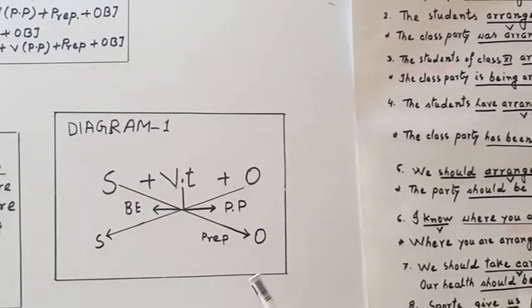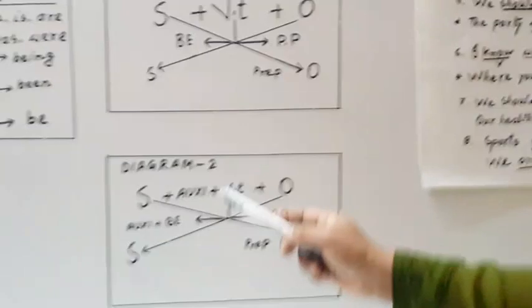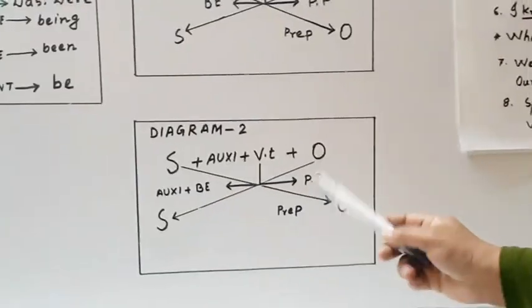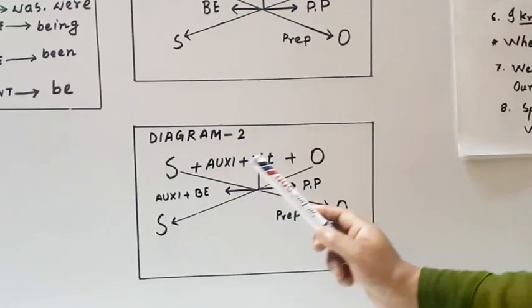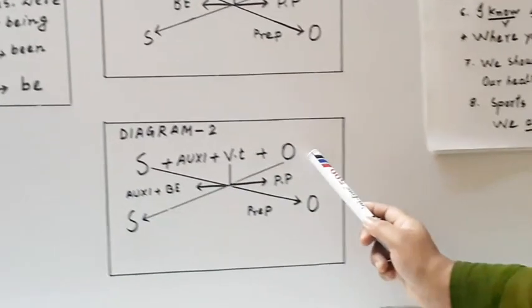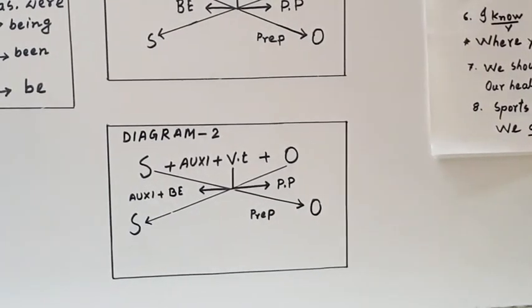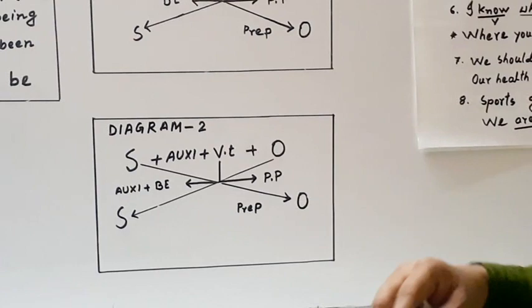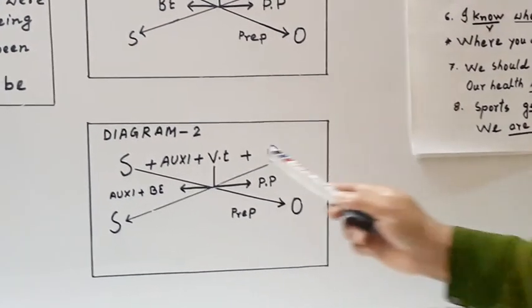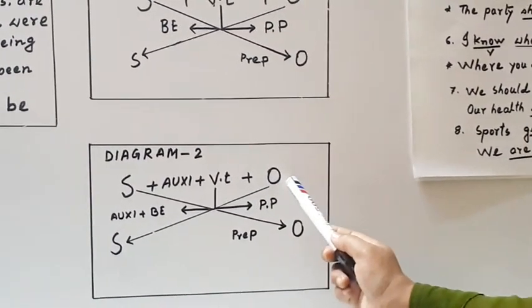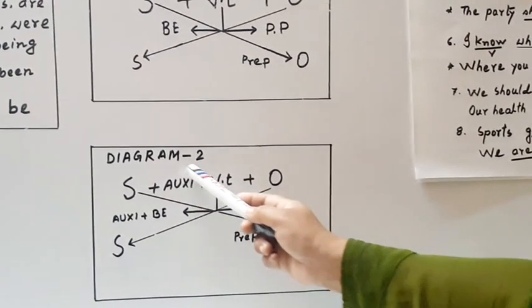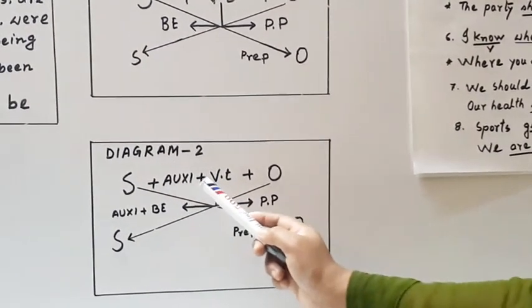In the second diagram, you see there is a little bit of change. The same thing: subject, transitive verb and object. Okay, one thing should be clear. A transitive verb is a verb that requires an object. But the thing that is added here is an auxiliary verb.